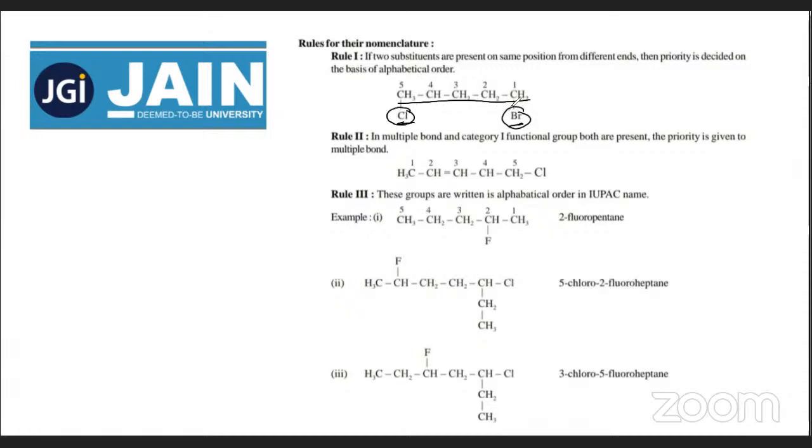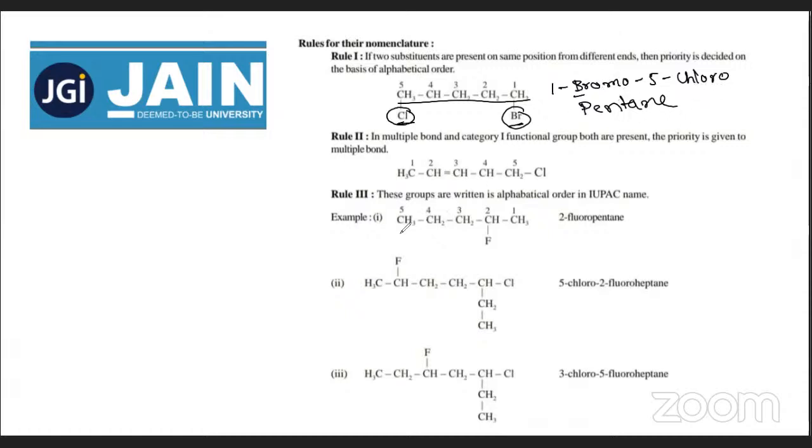In alphabetical order, B comes before C. At 1 we have bromo, at 5 I write chloro, and because in the main chain I have 5 carbon and there's no double bond, I write it as pentane. So 1 bromo, 5 chloro, because B comes before C: 1-bromo-5-chloropentane.